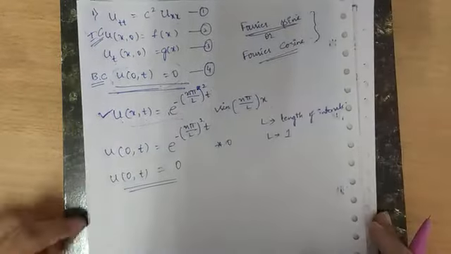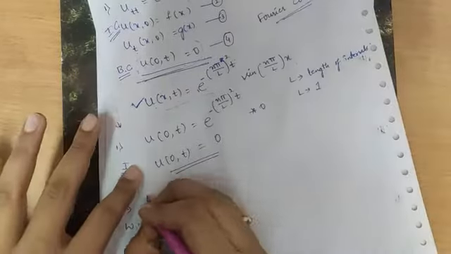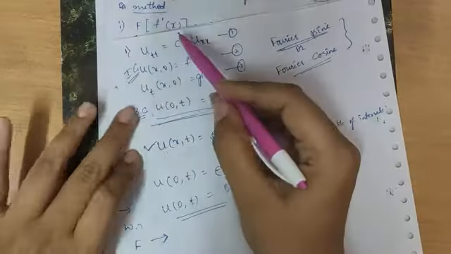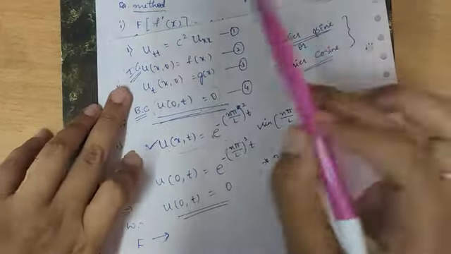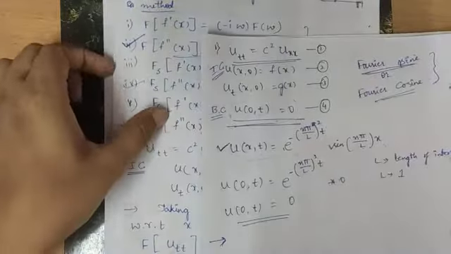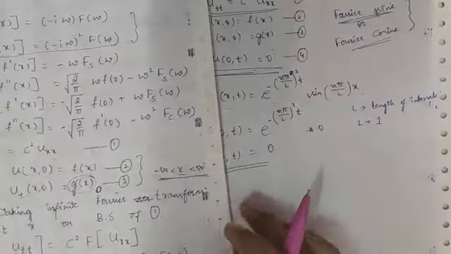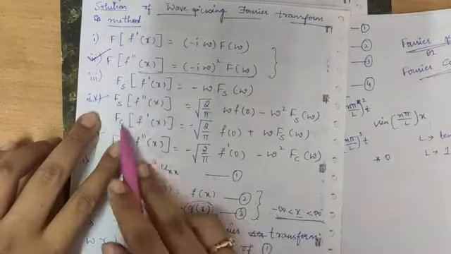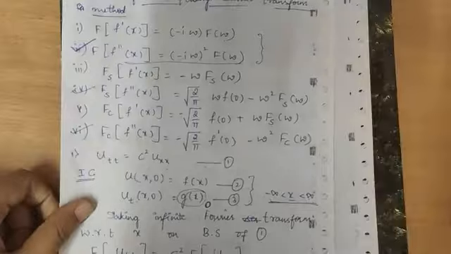Okay. So, now let's start the problem. What you have to do? First, you have to take the Fourier sine transform of your equation number 1. I have a set of formulas. Since it is a second order, I should use this formula. Formula number 4 I should use here. So let's do it.